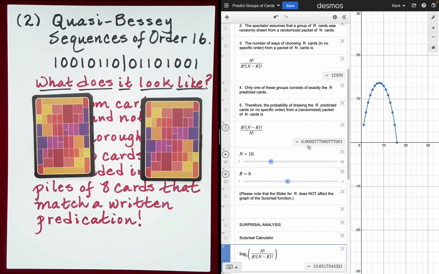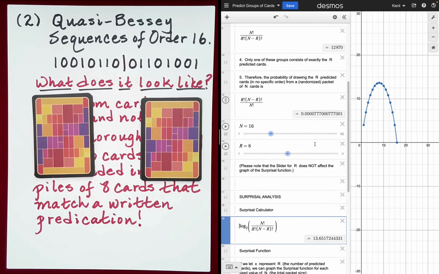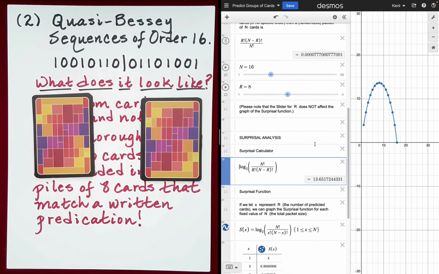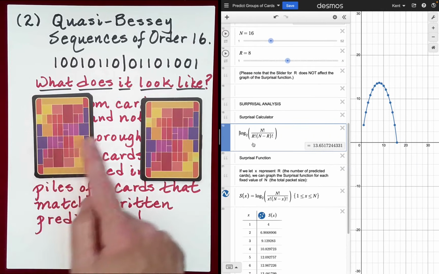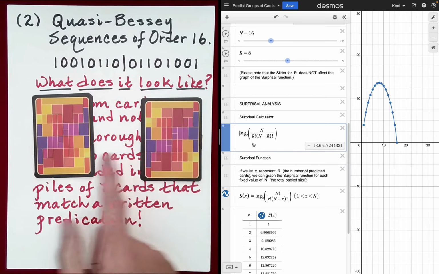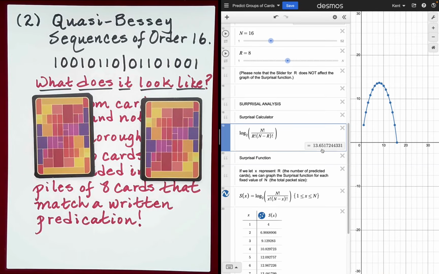So very, very small. Now that number is so small that how would you even interpret that? Well, that's where Surprisal theory comes in and gives us a very concrete way of interpreting rare events. Okay, so let's come back down here. Okay, so what we're looking at is the level of surprise associated with witnessing this performance being done successfully is 13.65 bits. Okay, so what's our interpretation?